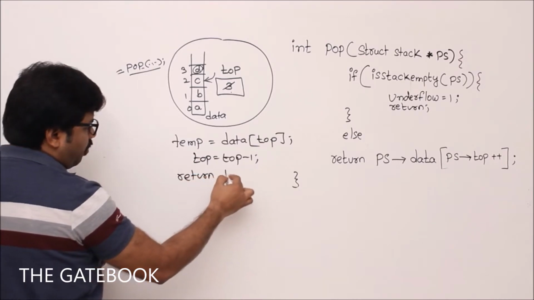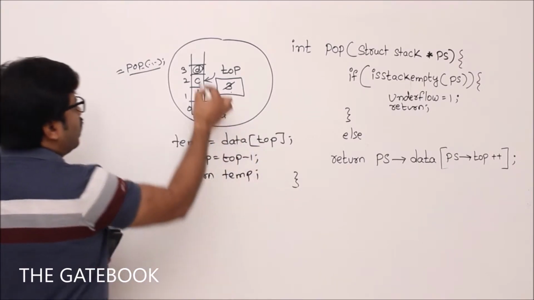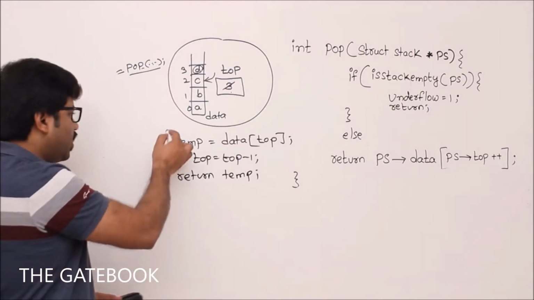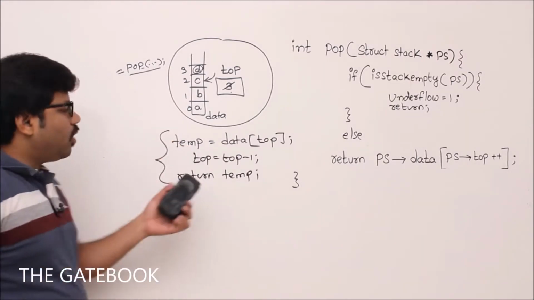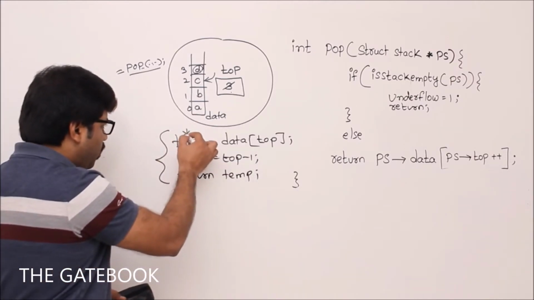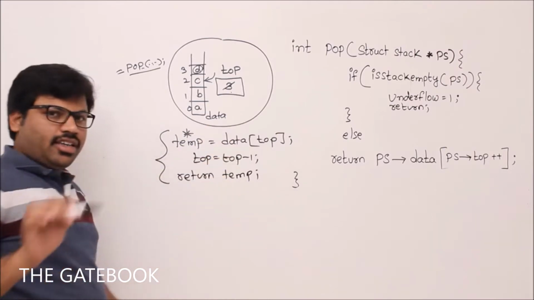If I return temp, what happens? Then the to-be-deleted element will be returned. So simple, right? This is the core idea. So I am going to implement this. We can do this entire thing without a temporary variable. We can do this entire thing in one line, you see.